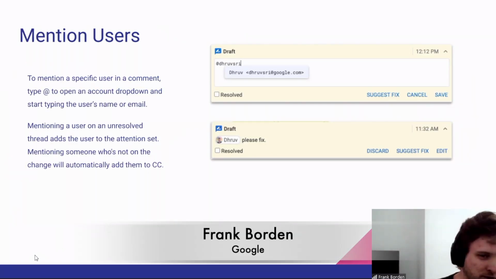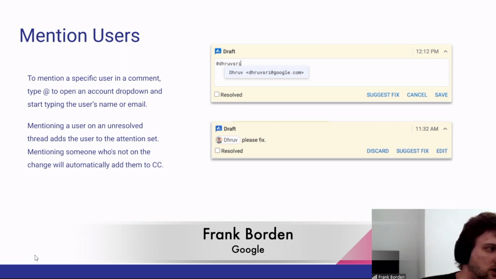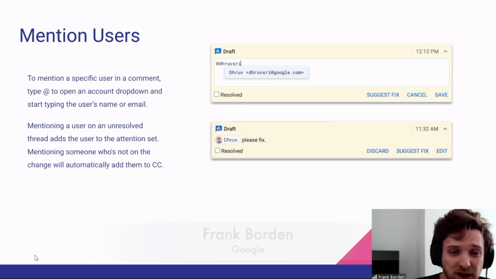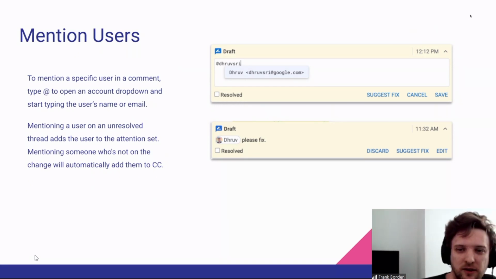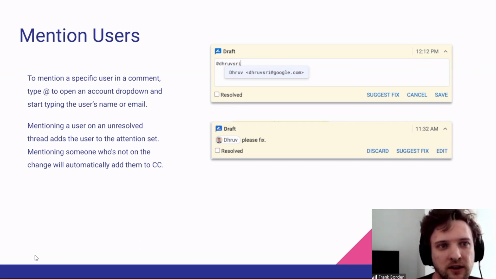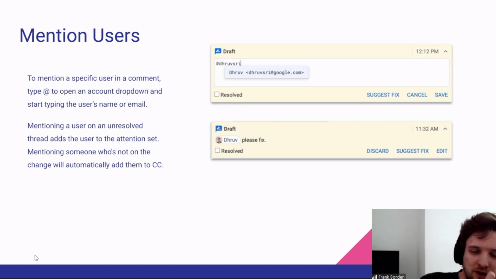The first feature here is from Dhruv. This is add mentions. This is a really useful feature to tag someone in a comment directly instead of making them look through the change and find things that mention them. The most important thing, I think, is the integration with the attention set and the CC. When you mention somebody, they get put back in the attention set or added to the CC, and it's a lot easier to find comments and let people know you want them to look at something.